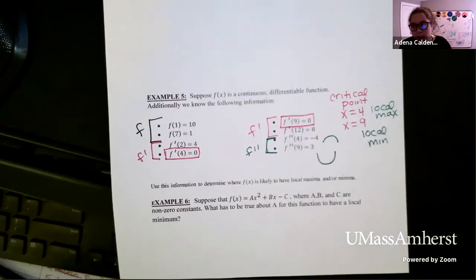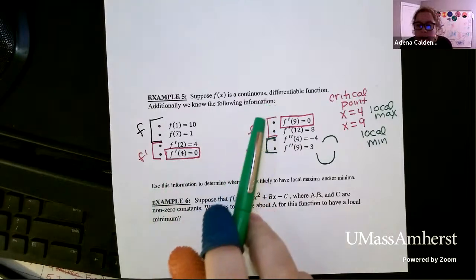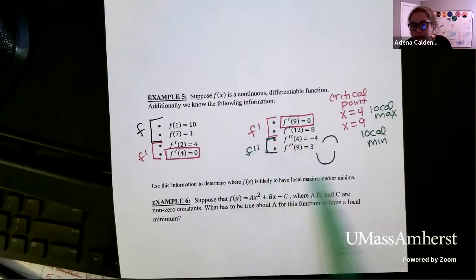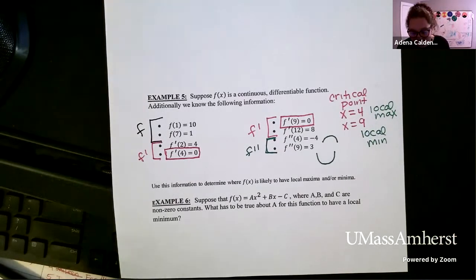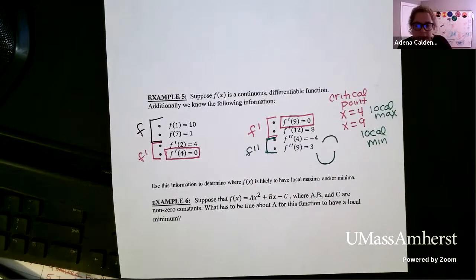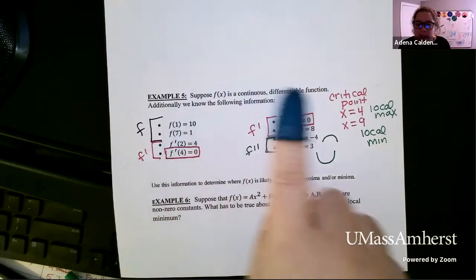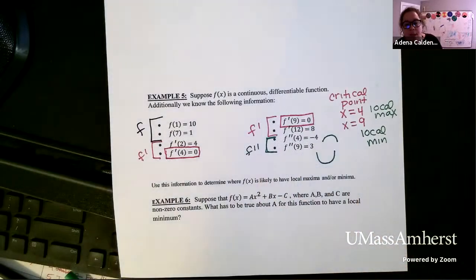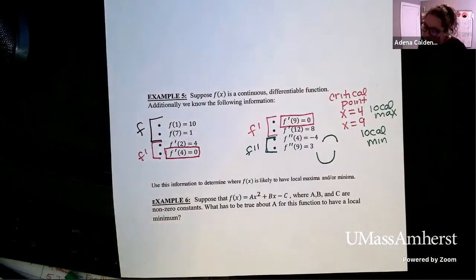So I had to use my information about the first derivative to find where the critical points are, but then I had to use the values of the second derivative to figure out what type of critical point it is, that it's a local max at 4 and a local min at 9. Okay, so when you have information presented like this, you really need to think about what it's telling you and figure out how to sort it in a way that helps you use these tests to leverage this information.